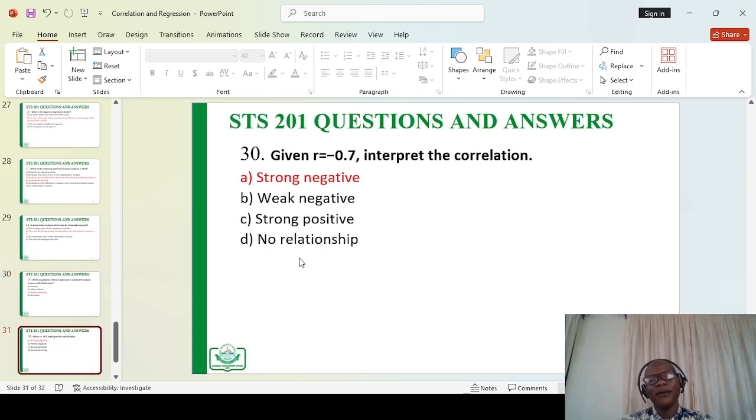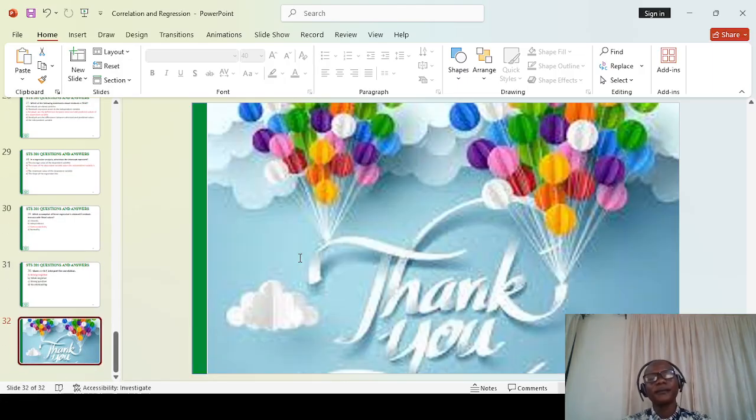If our R is equal to minus 0.7, interpret the correlation. It means strong, because 0.7 is very close to 1. Then because of the negative there, it implies negative. So A is the correct answer. That is a strong negative correlation.